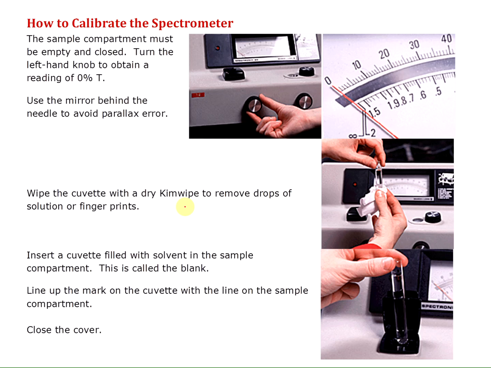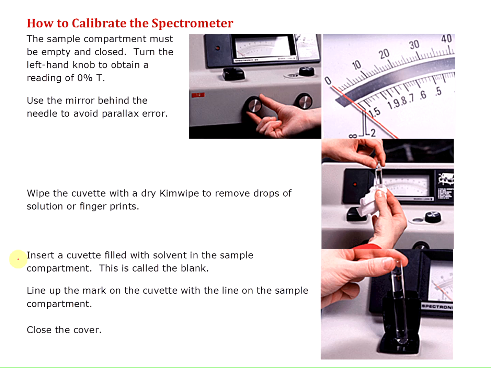Now when you insert the cuvette, you need to always insert it in the same way. So you might want to make a little line at the top of your cuvette or your test tube so that that line is always positioned at the front of the instrument. So always put it in the same direction. That way, in case the thickness of your glass is thicker on one side versus another, it's always going in the same way.